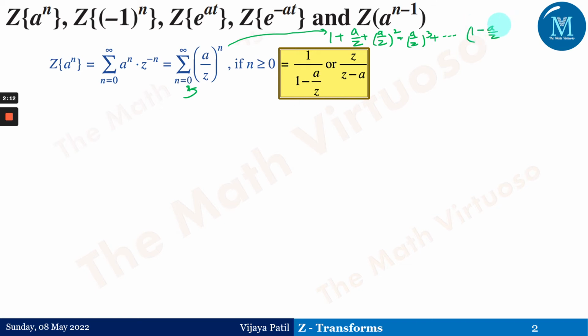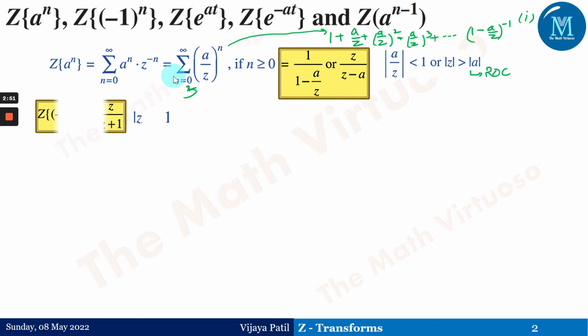We have already seen this type of pattern in the previous sessions of the Z transform. This can be written as 1 minus a by z to the power minus 1, and instead of minus 1 we can write it in the denominator as 1 upon 1 minus a by z. Adjusting the z, cross multiplying, we get z upon z minus a as the Z transform of the function a to the power n, where mod of a by z is less than 1, that is, mod of z is greater than mod of a, as the ROC, region of convergence, for this particular series or function.